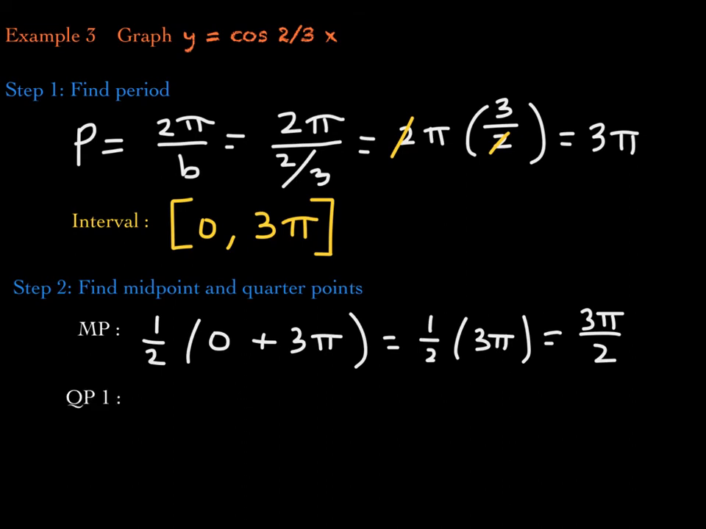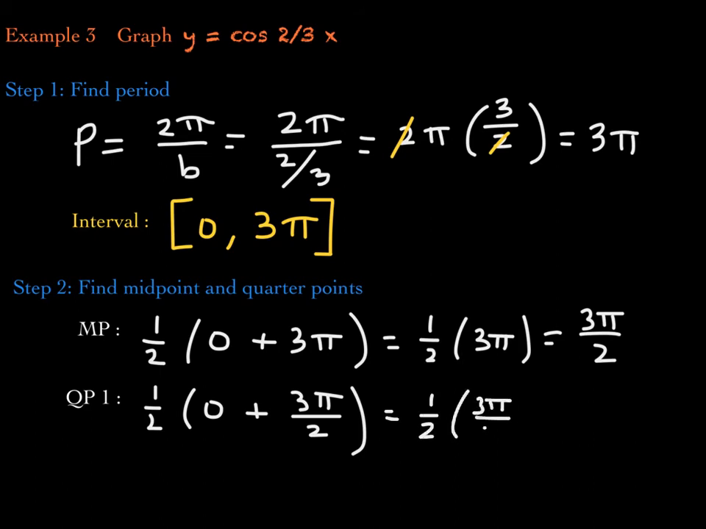I'm going to use QP1 for my first quarter point. I find my first quarter point by taking half of, now watch this, my left endpoint and now my midpoint. Basically I'm finding half the distance between my left endpoint and the midpoint, or the midpoint between the left endpoint and the midpoint. So this is half of 3 pi over 2, or that is to say 3 pi over 4. Make that a little neater for you, 3 pi over 4.